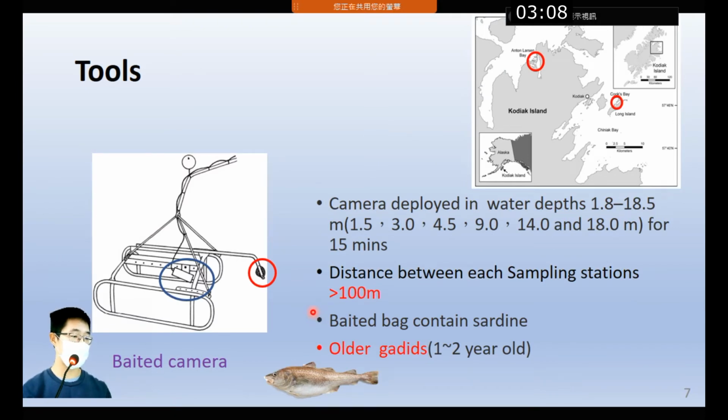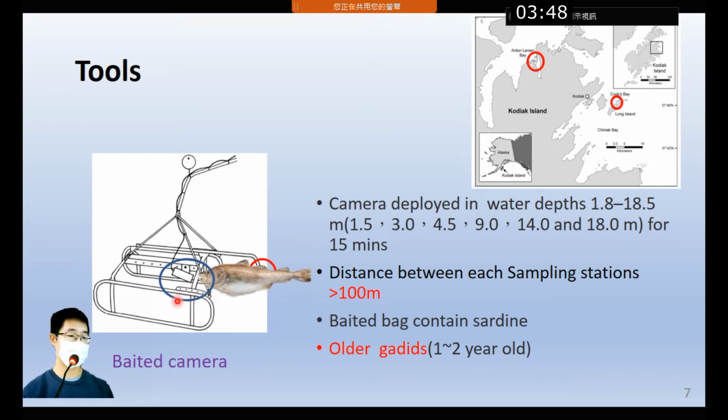And the second tool we use is the baited camera. We will deploy the camera at 6 different depths. And each depth will be tested for 50 minutes. And the distance between each sampling station will be more than 100 meters because we want to avoid the attraction of fish from the previous sampling station. In the red circle is the baited bag. It contains a sardine, and this is how it works.